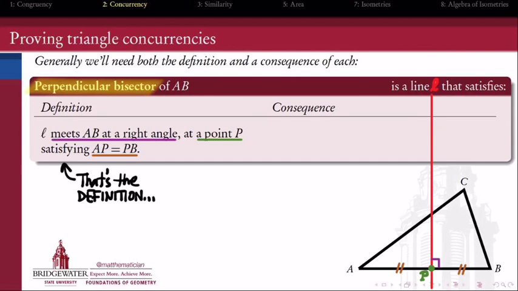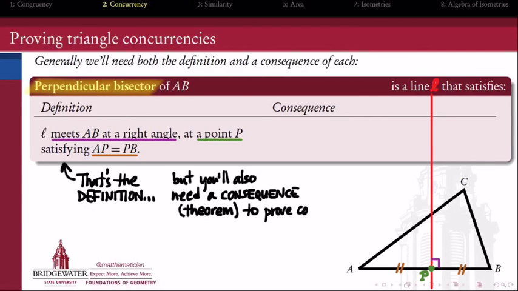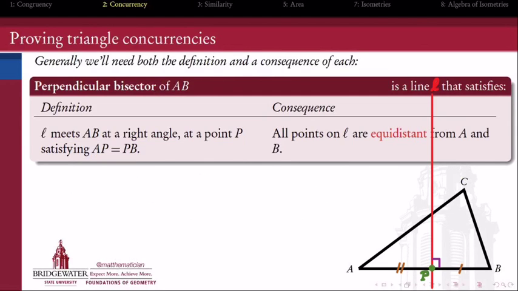But in order to prove concurrency, we're not only going to need this definition, we're also going to need a theorem, which is a consequence of this definition, another way to characterize the perpendicular bisector of the side AB. So we're going to look at that next. And the consequence that we're going to use is this one. It says that all points on L, if L is the perpendicular bisector of AB, then all points on L are equidistant from A and from B.